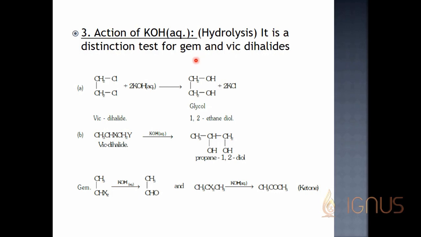Next, action of aqueous KOH. When we treat vicinal dihalides with aqueous KOH, you will be getting glycol. Cl is replaced with OH. Hence, you will be getting glycol. But when we treat geminal dihalides with aqueous KOH, you will be getting aldehyde. Remember, if we treat geminal dihalides with aqueous KOH, you will be getting aldehyde. If we treat vicinal dihalide with aqueous KOH, you will be getting diol or glycol.